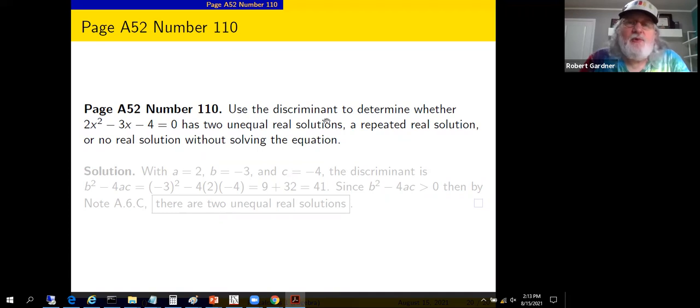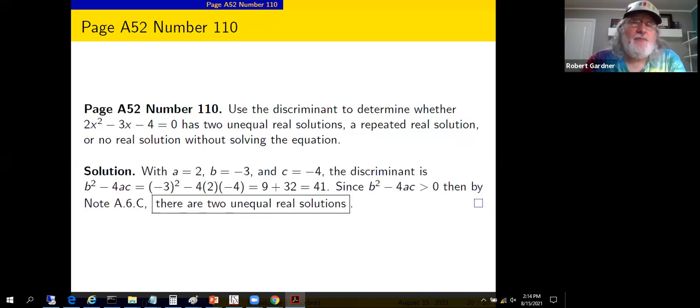And a final example: use the discriminant to determine whether this quadratic equation has two unequal real solutions, a repeated real solution, or no real solution, without actually solving the equation. So what they're really asking is, what's up with the discriminant? Is it positive, 0, or negative? And we just saw what happens in those three cases.